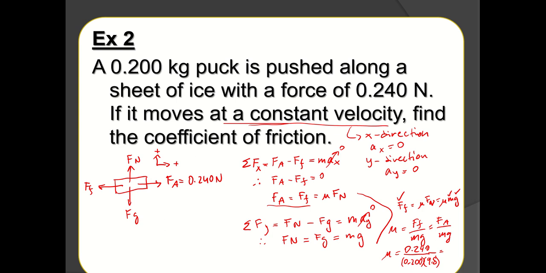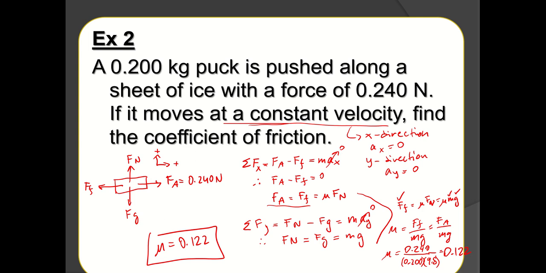So I got 0.122. This is the value that I got for my mu, 0.122. And again, this is without any units, because if you look at our calculation here, we had newtons on the top, we end up with newtons on the bottom, so newtons and newtons cancel away, and we're left without any units.